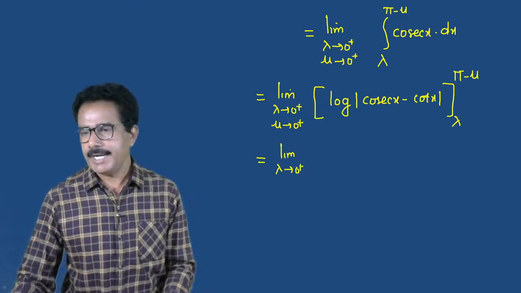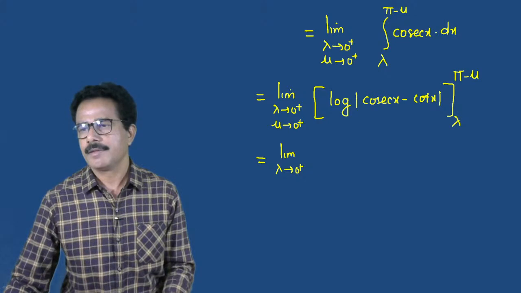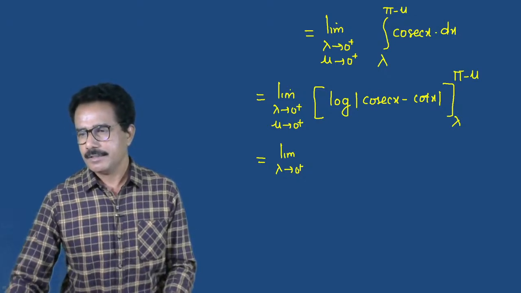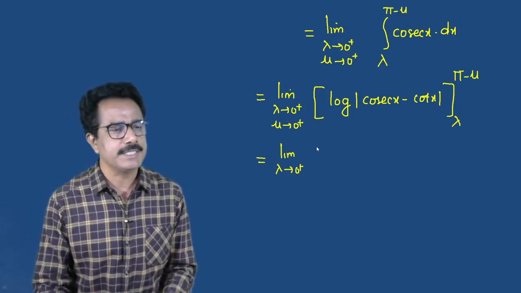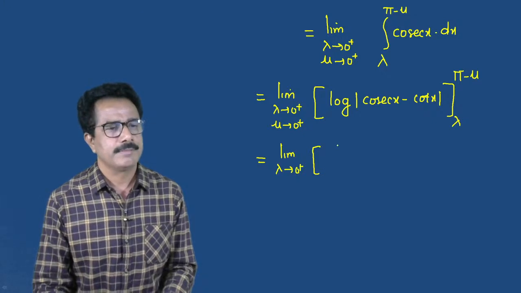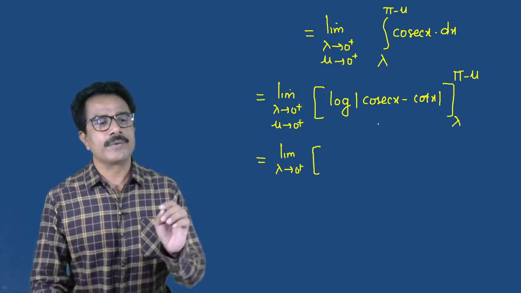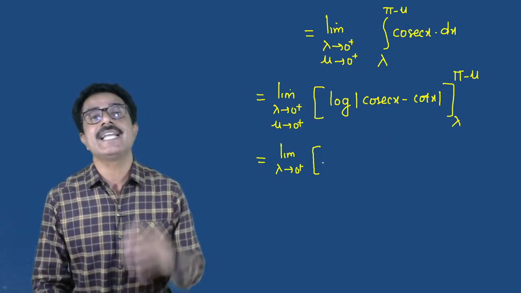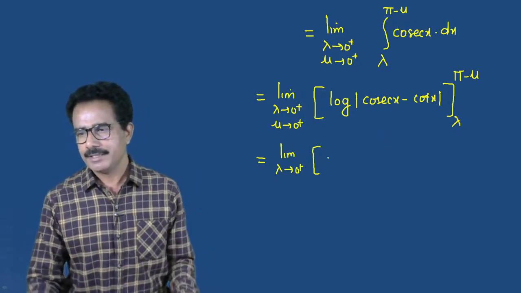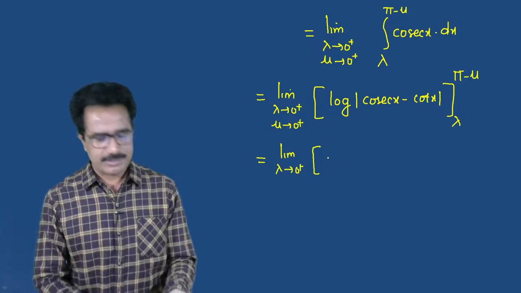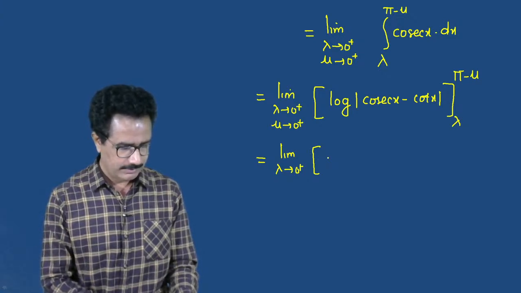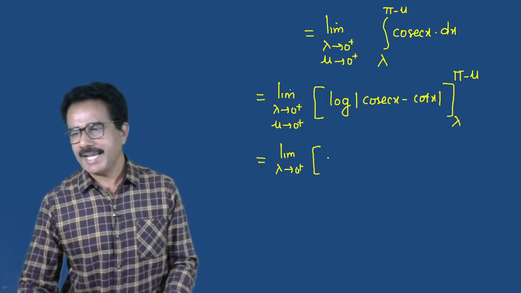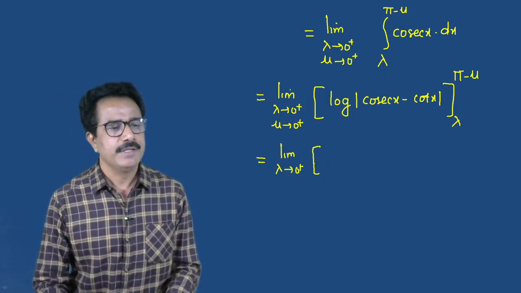Okay, so we can write this as, no problem, log of cosec x minus cot x. How to write the upper limit and lower limit?